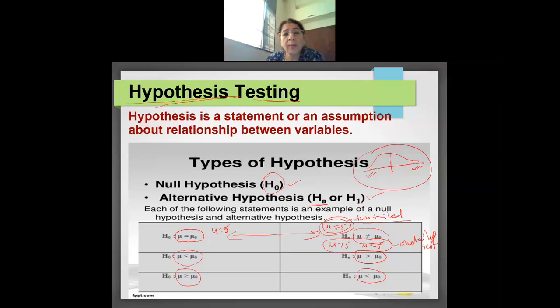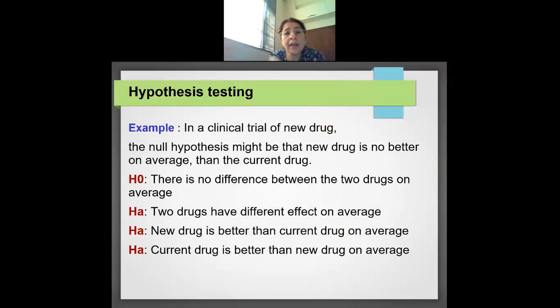And when you do hypothesis testing, for example, in a clinical trial of a new drug, the null hypothesis might be that the new drug is no better on average than the current drug. So this is your null hypothesis H0, that there is no difference between the two drugs on average. The alternative hypothesis, you can form anything based on your data.